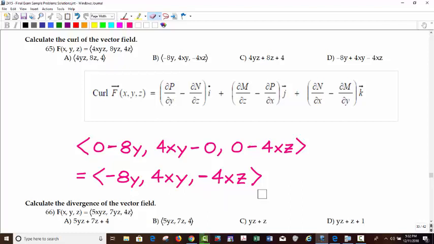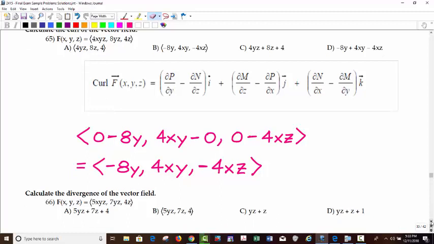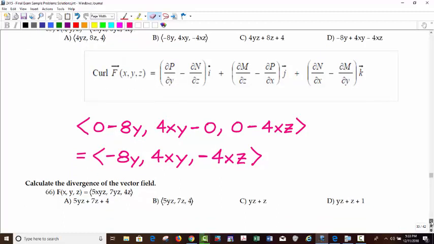So sometimes these problems might ask for the curl at a given point. So then you would just plug in the x, y, and z numbers, and your curl vector would be numerical. But there it is. So that would be the curl vector for any point you chose.